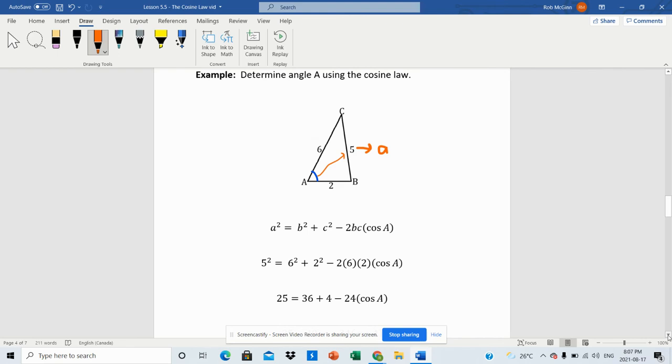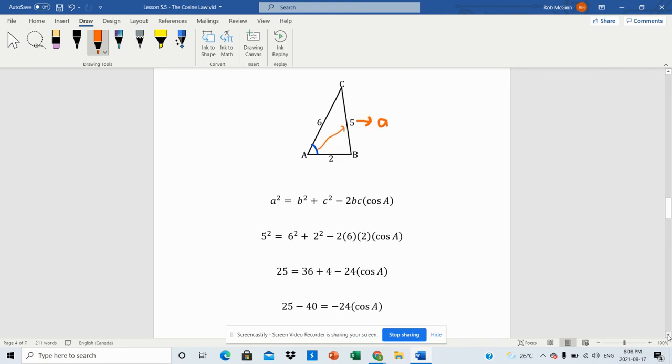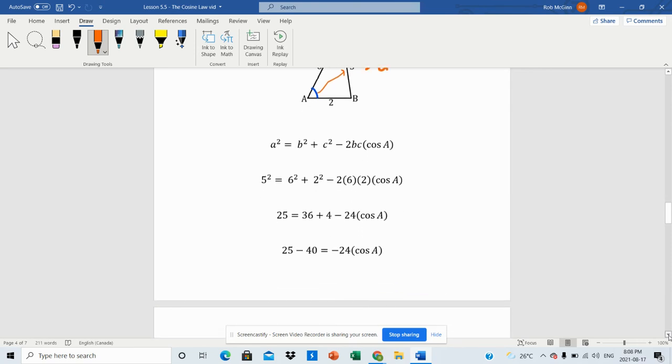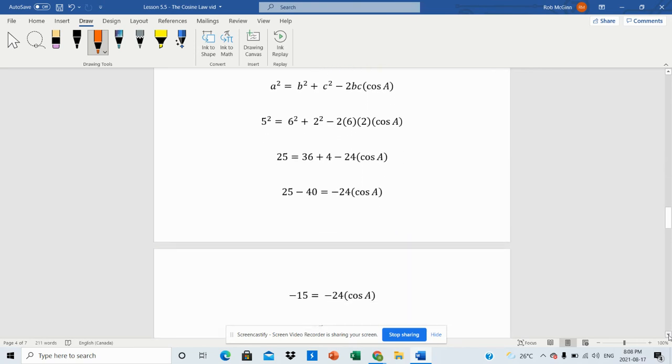Well, we're going to start to isolate A on the right-hand side. So we want to start moving some stuff over. 36 plus 4 is going to give us 40. And when 40 moves over to the other side, it's going to be negative. So we now have 25 minus 40 equals minus 24 times the cos of angle A. So 25 minus 40 is going to give us minus 15 equals minus 24 times cos A. We still want to isolate for A, so our next step, we're going to divide both sides by negative 24.